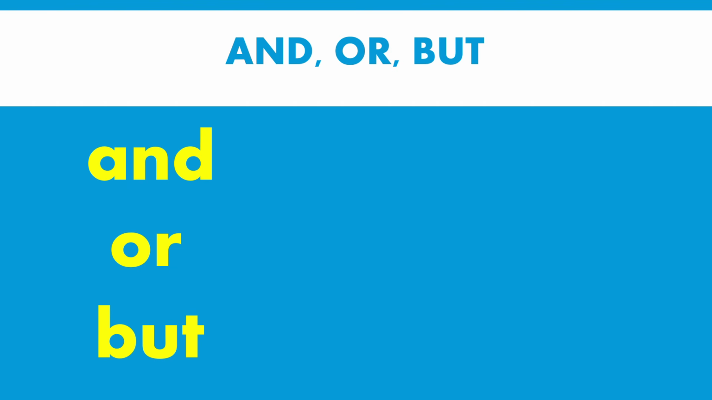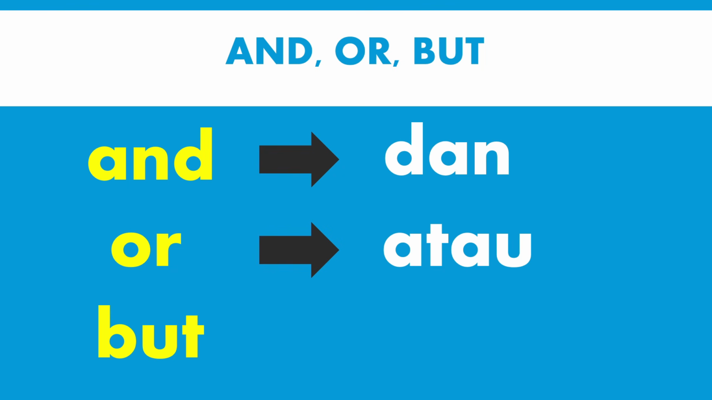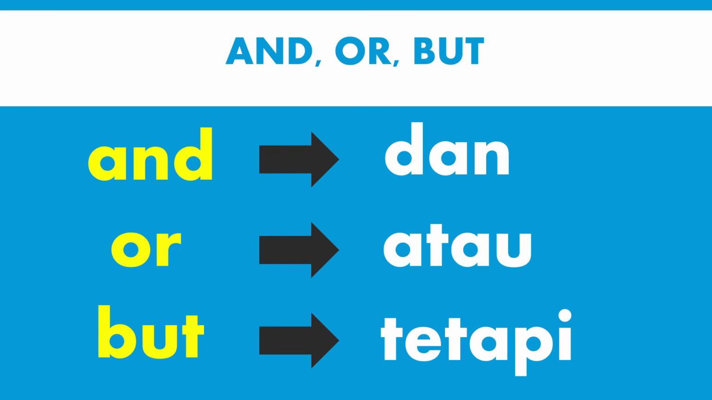Can you actually catch the meaning of the conjunctions used in this text? What is the meaning of the conjunction and in BM? Can we try to answer together while you are looking at the screen? How about or? Or is atau. And but means tetapi. I'm going to discuss in slightly more detail the conditions to use these conjunctions.